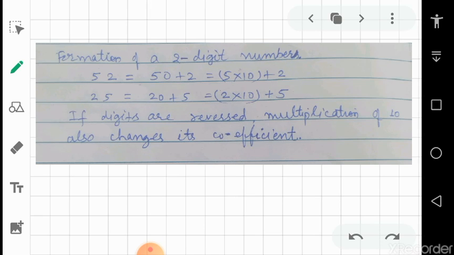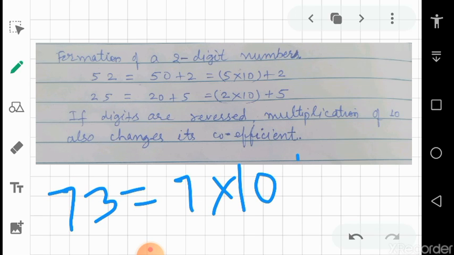For example, if a number is 73, how will you write it in expanded form? It is 7 into 10 plus 3. Why 7 multiplied by 10? Because here 7 is at the tens place. So take care of this.